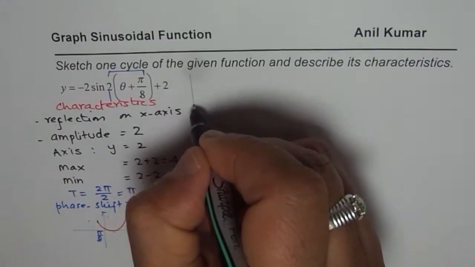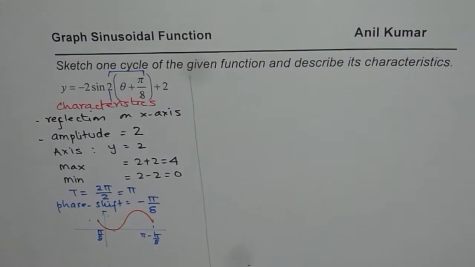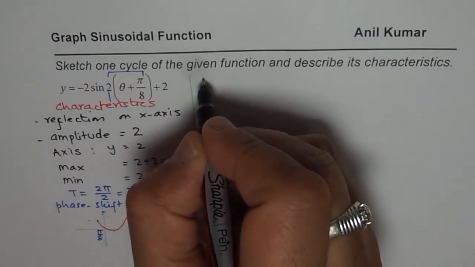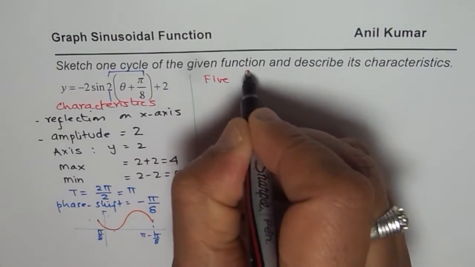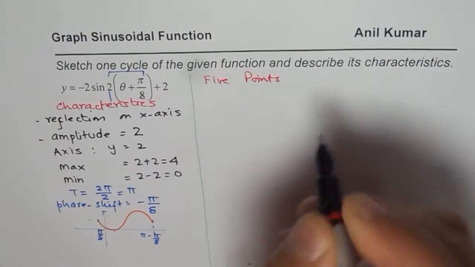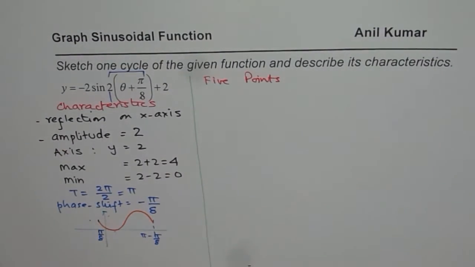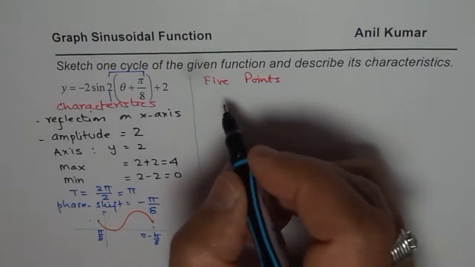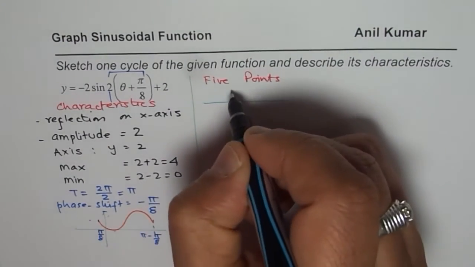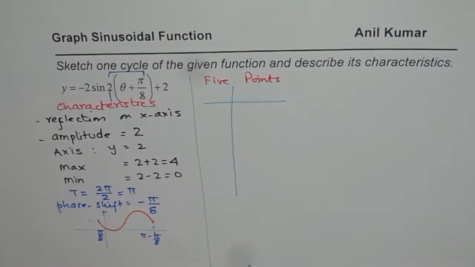Okay, so we have an idea of what we are going to sketch. Now let me share with you some more characteristics which will help you to sketch a sinusoidal function. We call it the 5 points. So let us consider the 5 points which help to graph a sinusoidal function. If I have a sinusoidal function, the 5 critical points for us are, let's write them down.